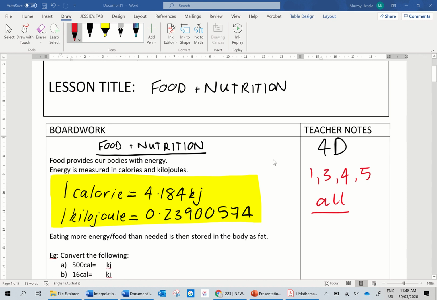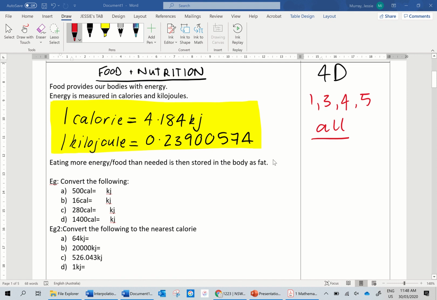So let's just look at the skill today: being able to convert calories into kilojoules. Basically we have here that 1 calorie is approximately 4.184 kilojoules. And then I've gone the other way. You could also represent 1 kilojoule as 0.239000574 calories. I should say that. Now just using that conversion, we're going to fill in our answers to these.